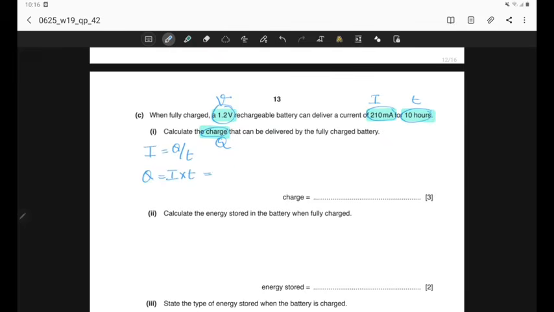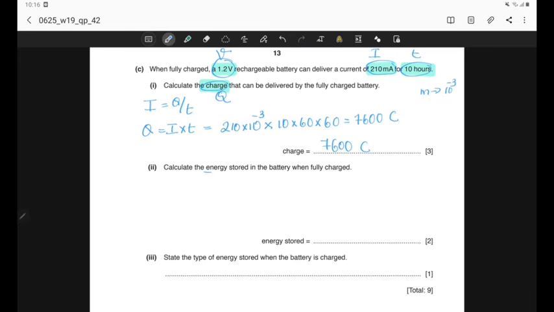Current is 210 milliampere. So 210 milli, we should convert milliampere to ampere. So milli means 10 to the power minus 3. So we can substitute instead of milli 10 to the power minus 3 times time is 10 hours. Hours we should convert into seconds. So 10 hours into minute multiplied by 60 and minutes into seconds again we need to multiply it with 60. And the answer is 7600. Unit of charge is coulomb. So C. So the answer is 7600 coulombs.